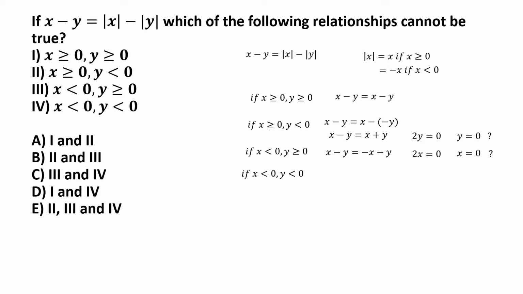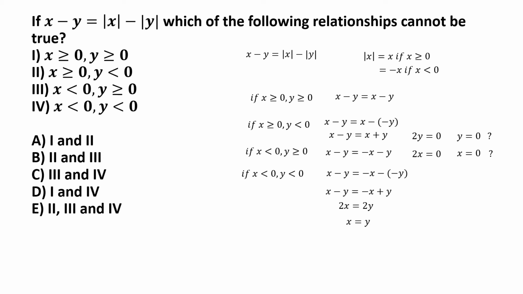In this case, again, the left hand side remains the same, x minus y, but on the right hand side, mod x becomes minus x because x is negative, and mod y also becomes minus y because y is negative. So we have the equation x minus y equal to minus x minus, within parentheses, minus y. And then if we simplify this, we have x minus y is equal to minus x plus y. And then if we take all the x's on one side and all the y's on the other side, we end up with 2x equal to 2y, which implies x equal to y.